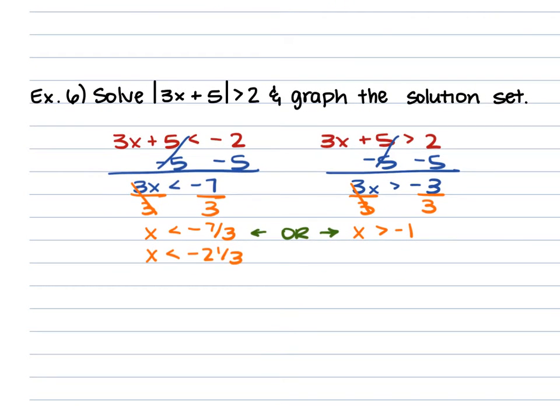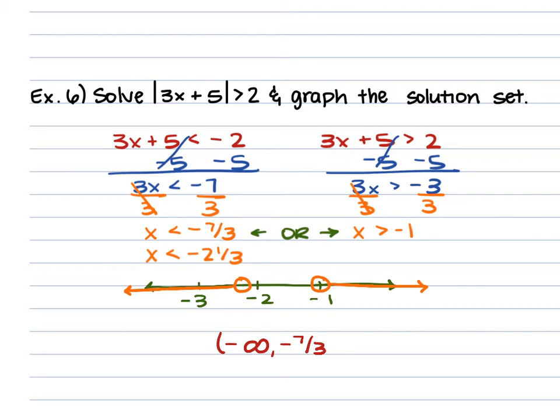So when I go to graph this, I'm going to look for the negative 1, put an open circle on that. My line goes away from that, so to the right. And then that negative 2 1/3 is going to be about here. My line goes to the left. So now that I have my lines graphed, I'm going to have a negative infinity, comma, negative 7/3, parentheses, with a union, since this is an or statement, parentheses, negative 1, comma, positive infinity.